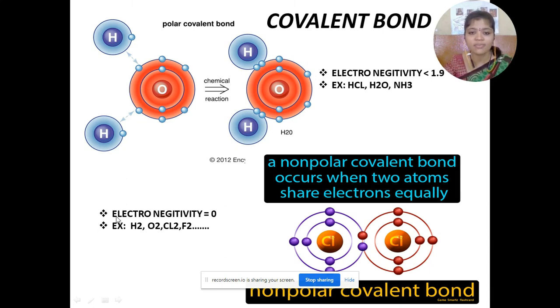And what is the condition of a non-polar covalent bond? The electronegativity difference is 0. We already know that the electronegativity of chlorine is 3.5 and the other chlorine is also 3.5. 3.5 minus 3.5 means 0. Here the electronegativity difference is 0. In that case only a non-polar covalent bond is formed.